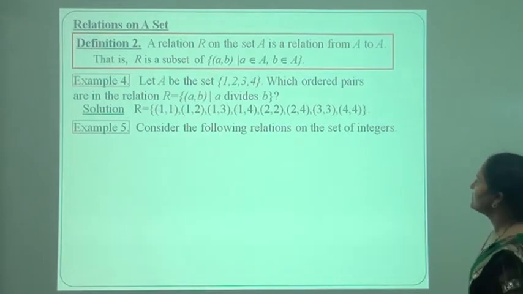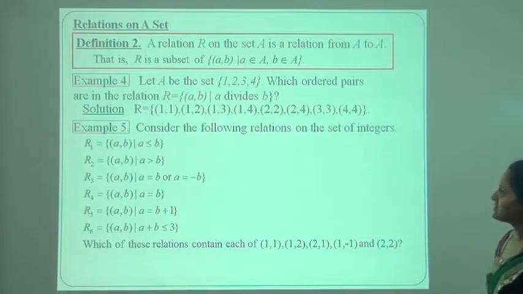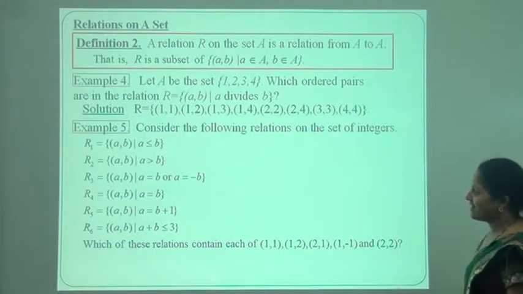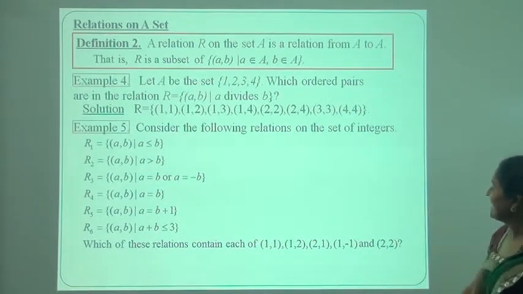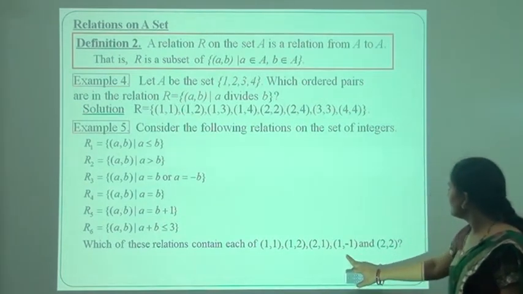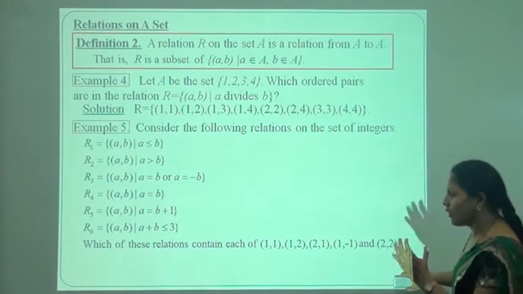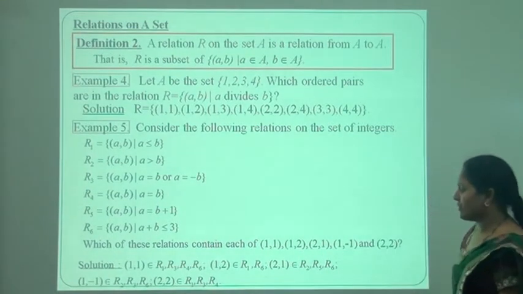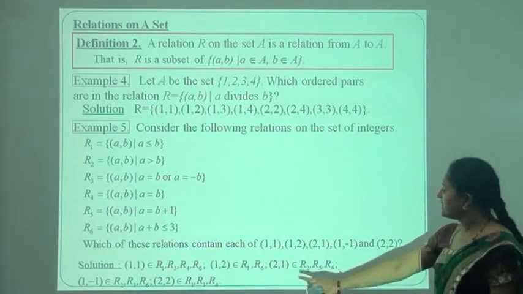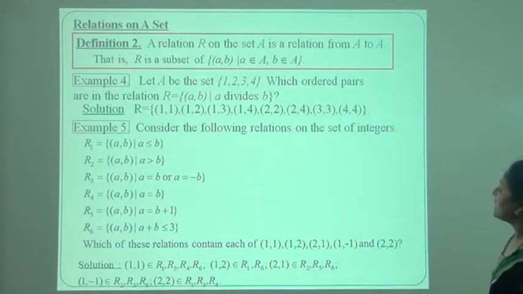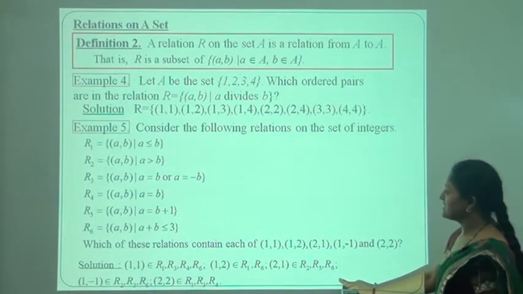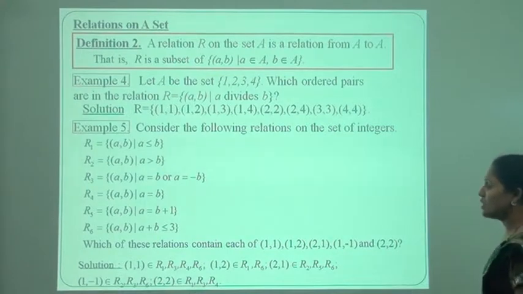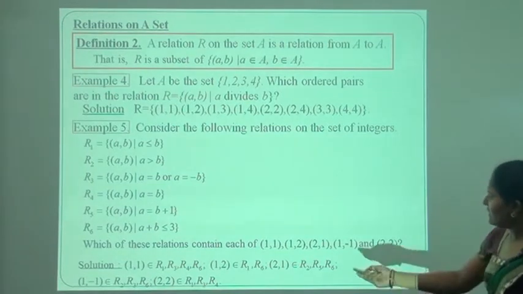Example 5: consider the following relations on the set of integers, R1 to R6. Which of these relations contain each of the pairs (1,1), (1,2), (2,1), (1,-1) and (2,2)? We have to find all the relations which contain these pairs. The solution: (1,1) is contained in R1, R3, R4 and R6, whereas (1,2) is in R1 and R6, and (2,1) belongs to R2, R5 and R6. The pair (1,-1) belongs to R2, R3 and R6, and finally (2,2) belongs to R1, R3 and R4.